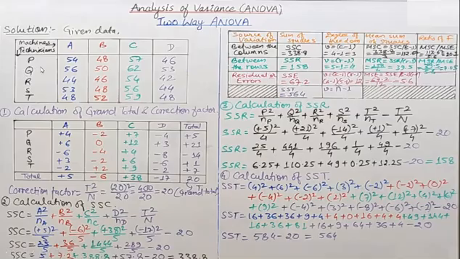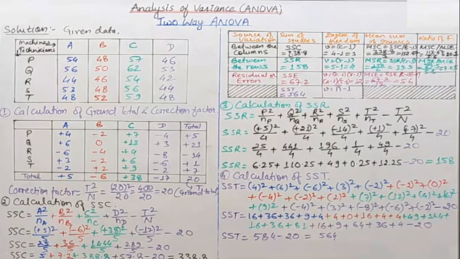The degree of freedom corresponding to Q is 4. Similarly, we will put the value of R square upon NR, S square upon NS plus T square upon NT, minus the correction factor T square upon N, which is 20. So the value of SSR will be 158.